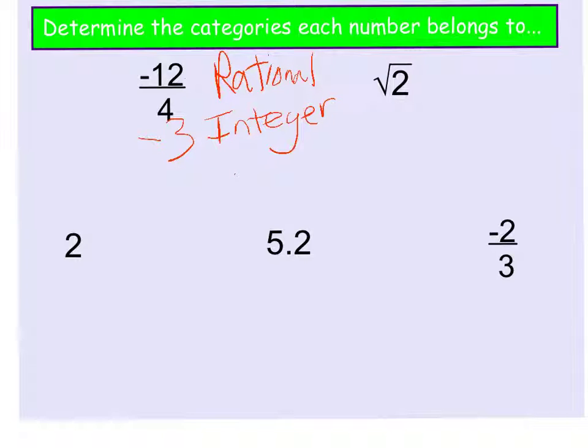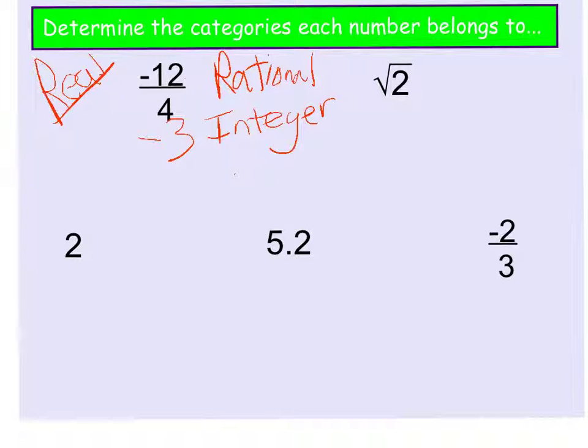Some of you might be wondering, well, Mr. DeMar, should we say if it's real? Well, all of these numbers are real. And like I said, you won't be dealing with non-real numbers until 9th grade.